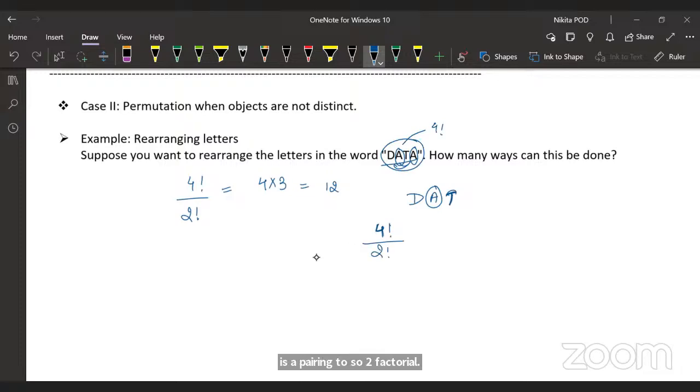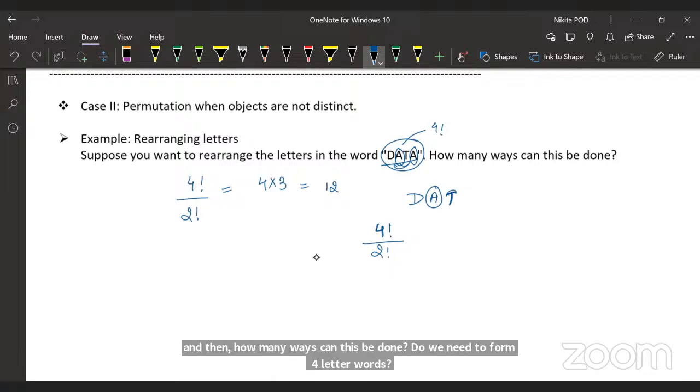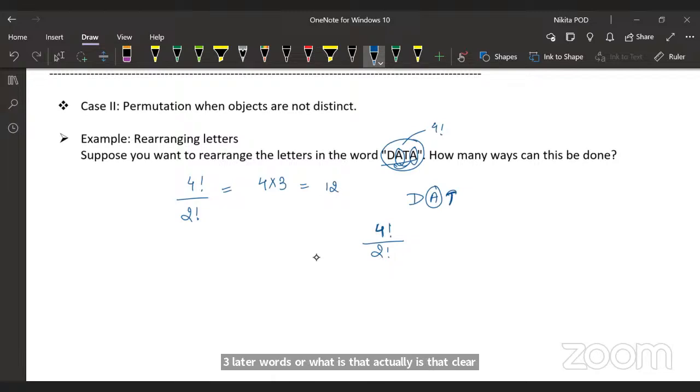So in general, let's say you have any word, right? For example, here, how many ways can this be done? You have 4 letters, but actually truly only 3. How many ways can this be done? Do we need to form 4-letter words, 3-letter words, or what is that actually? Is that clear from the question? This is a 4-letter word only. You just have to rearrange the letters.